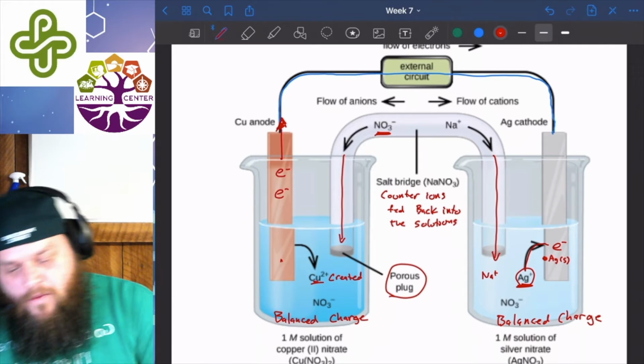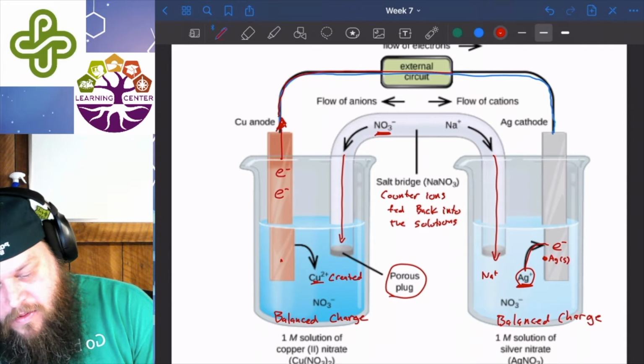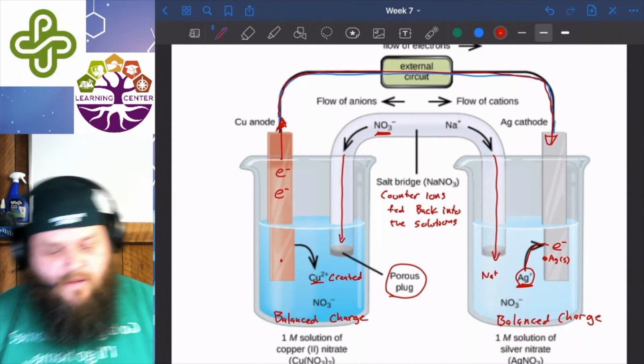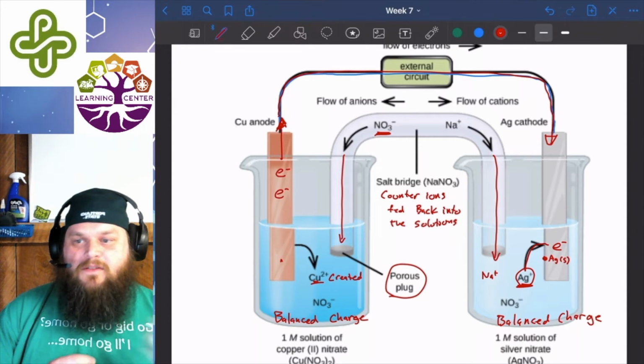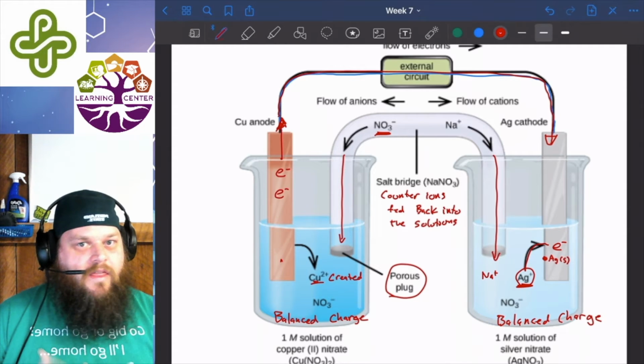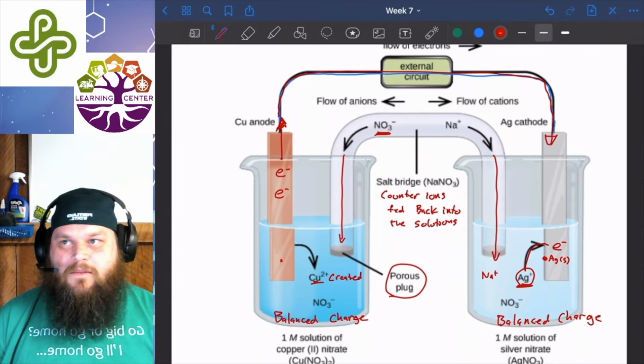And then the flow of electrons, these electrons, like I said, flow along this into here, which causes those silver ions to bond to them. And that's the basic idea and theory behind that galvanic cell.